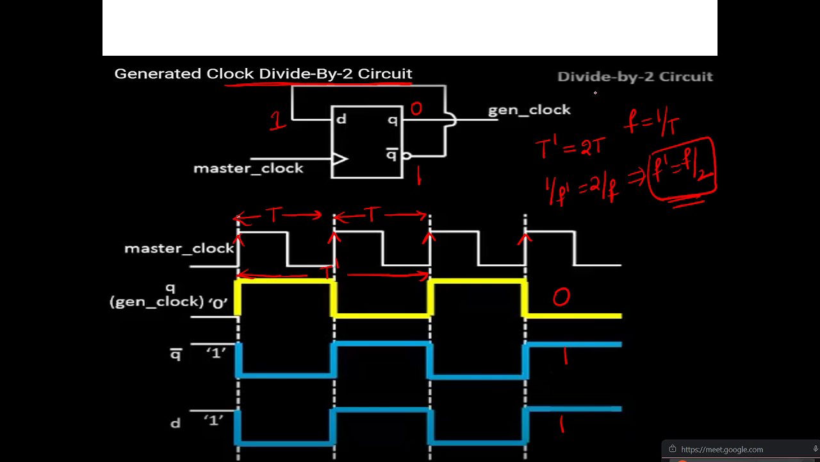This is the divide by 2 circuit. Why? Because the frequency is the resultant frequency, that is, wherever the Q value is there, you are getting the clock frequency divided by 2. Understood?